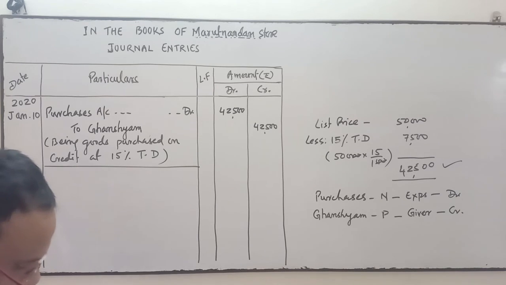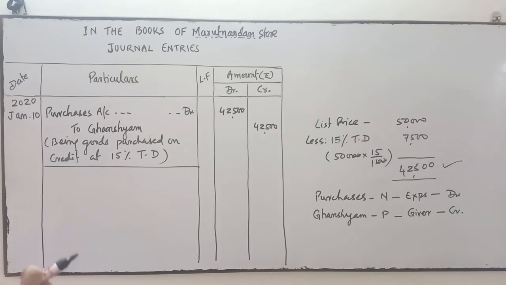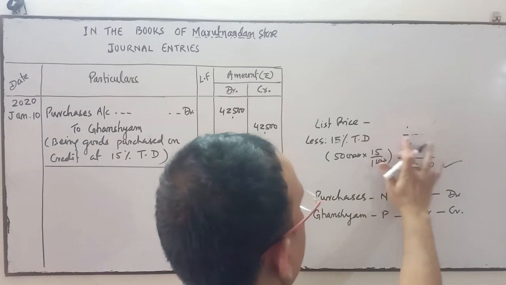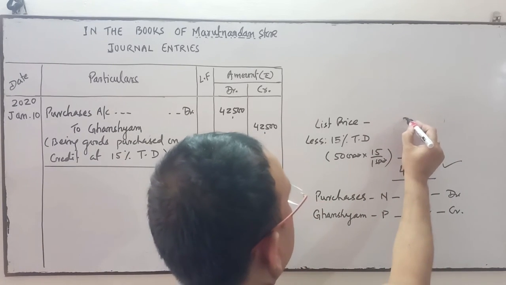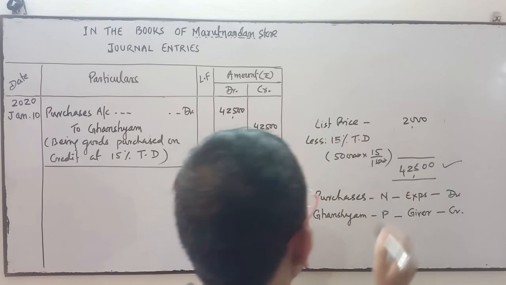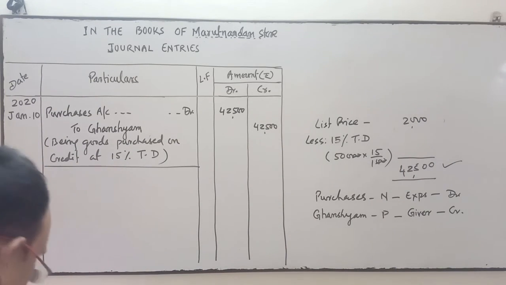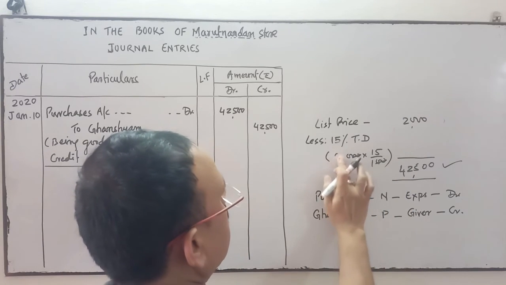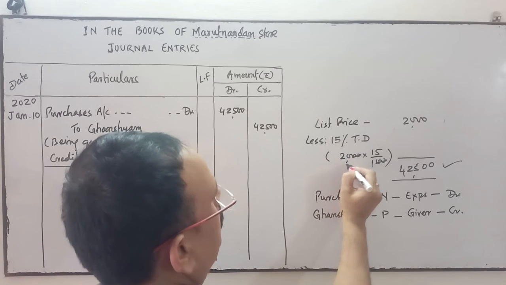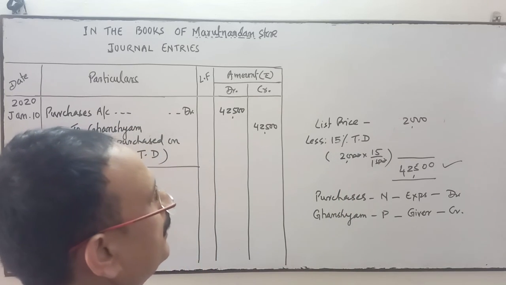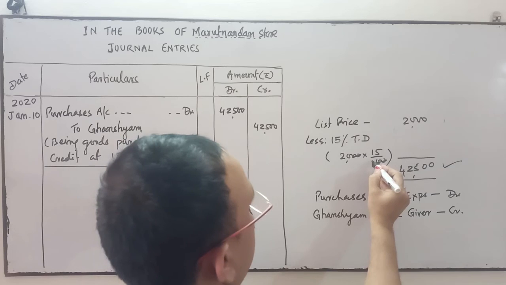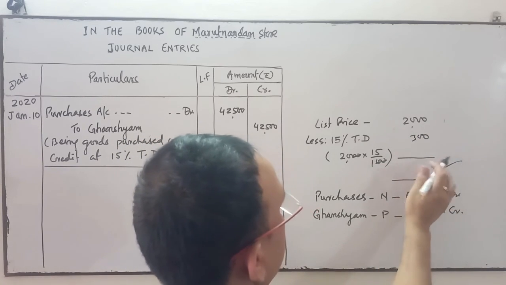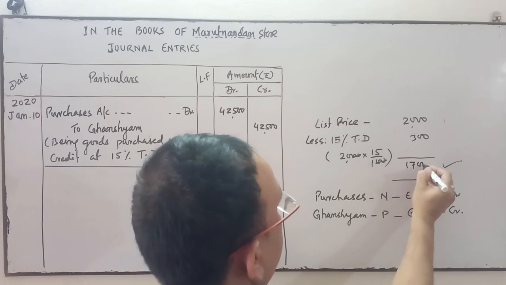Returned goods to Ghanshyam of the list price of rupees 2,000. The list price of the goods which were purchased from Ghanshyam is 2,000, and they are going to be returned. So again we will deduct the TD from here. TD of 2,000 into 15 by 100 is 300. So purchase return will be recorded at 1,700.